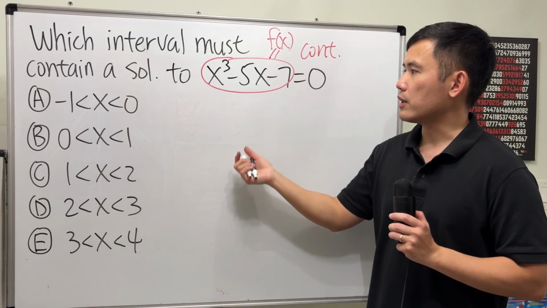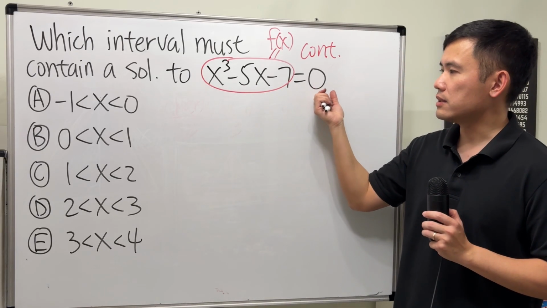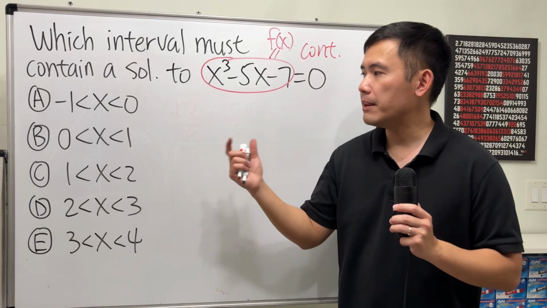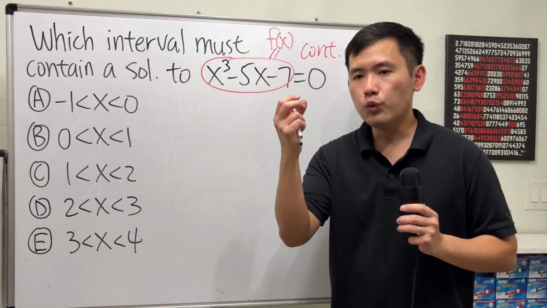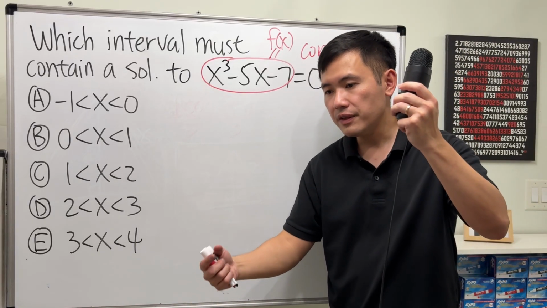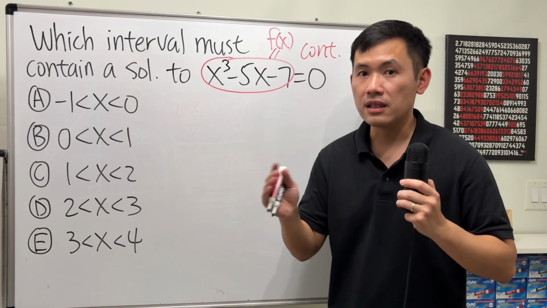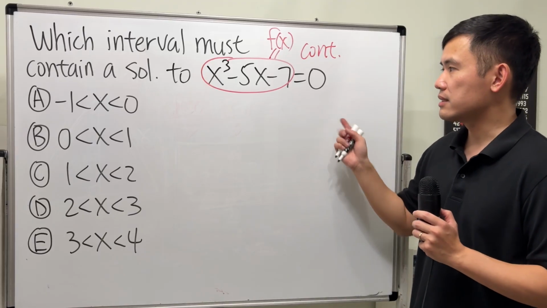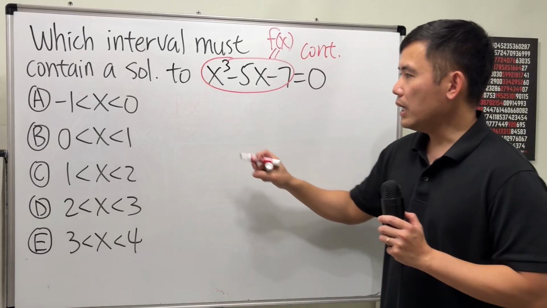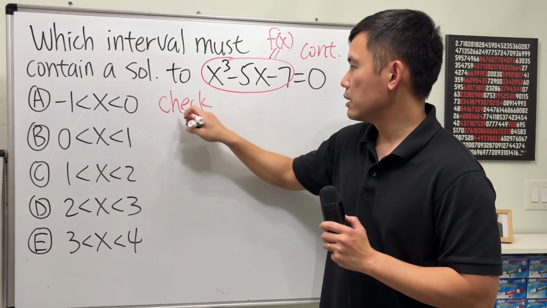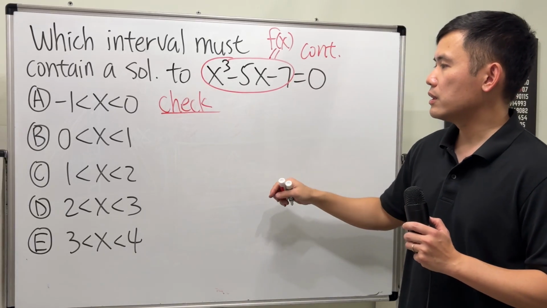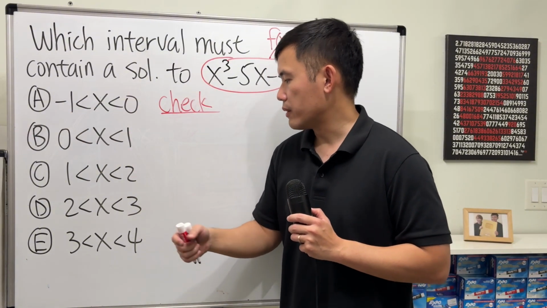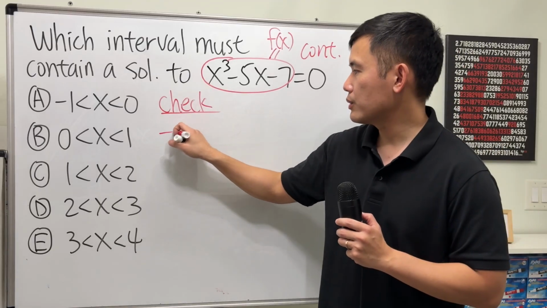When we have a continuous function, and we want to see where it crosses 0, all we have to do is check the y values at the endpoints of the interval. If one y value is negative and the other one is positive, then the graph must cross the x-axis somewhere inside of the interval. That's called the intermediate value theorem. So all we have to do is check the y value of the function at -1, 0, 1, 2, 3, 4. Let's go through that.